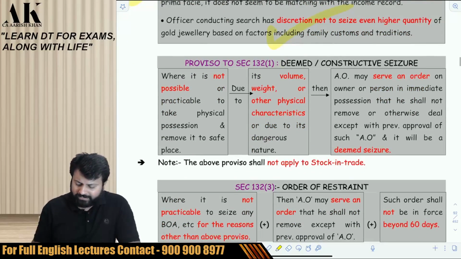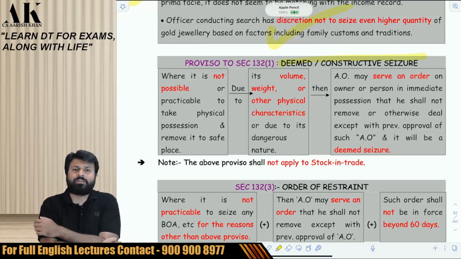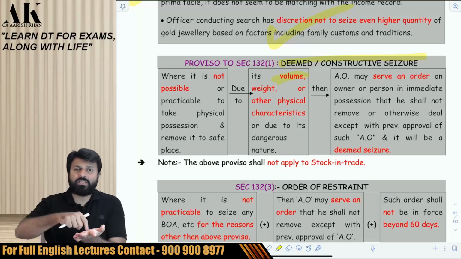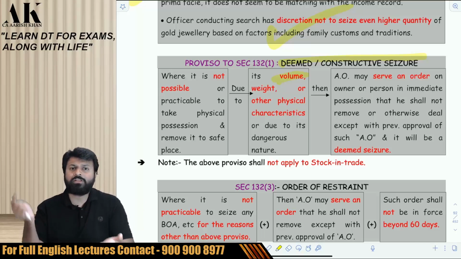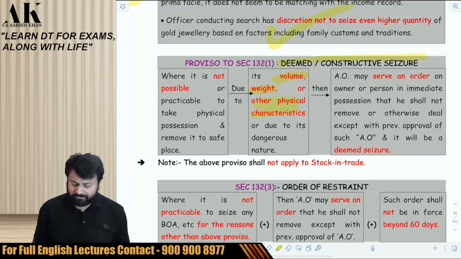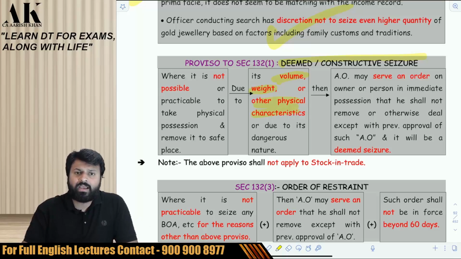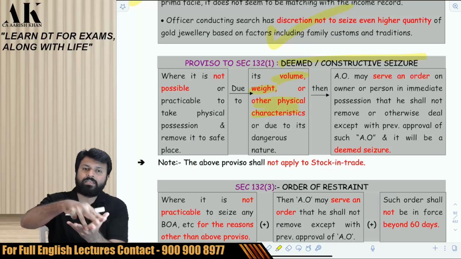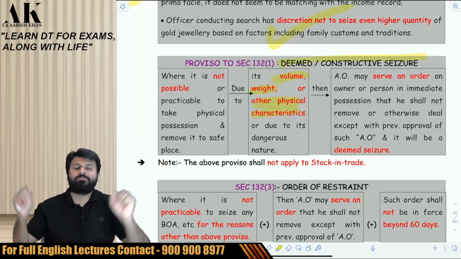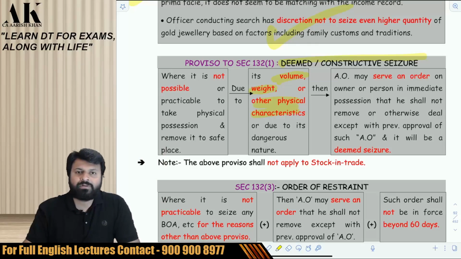Now, deemed or constructive seizure. What is deemed or constructive seizure? Suppose the assessing officer is not able to do the search and seizure because the thing which he is searching and seizing is very voluminous, having a lot of weight, or very dangerous in nature, with a different kind of physical characteristic. Suppose the thing which he is seizing is bombs, explosives, or big cranes. So it is very difficult to do that. How will the department seize that particular thing?